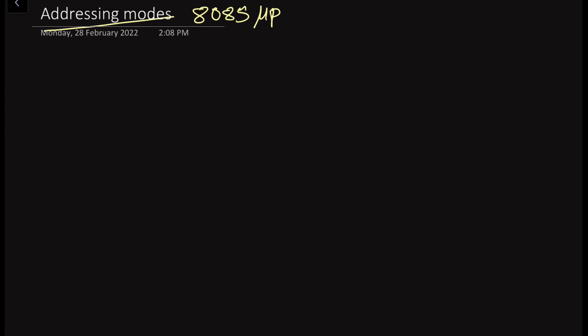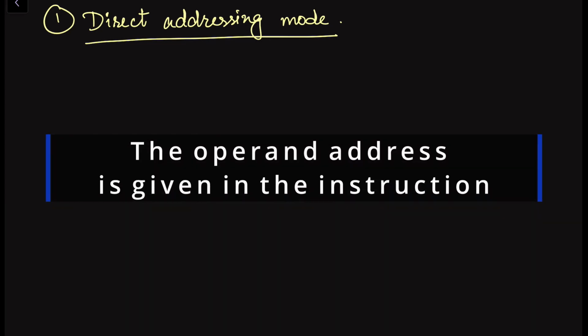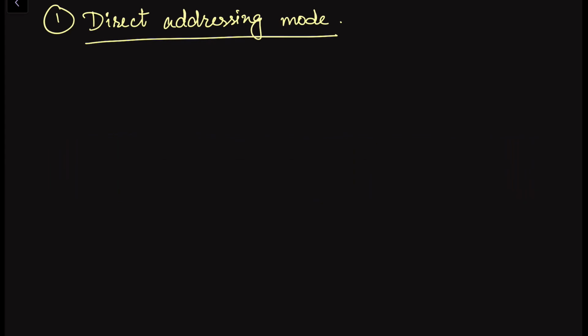So let us understand each of these 5 addressing modes in the 8085 microprocessor one by one. The first one is the direct addressing mode. In the case of direct addressing mode, the operand or the data address is in the instruction. That is, the address of the data that is to be operated on is given in the instruction. Let us take one example. Suppose we have STA 2000H. Here this is the opcode and here we have the operand, but this is the address of the operand.